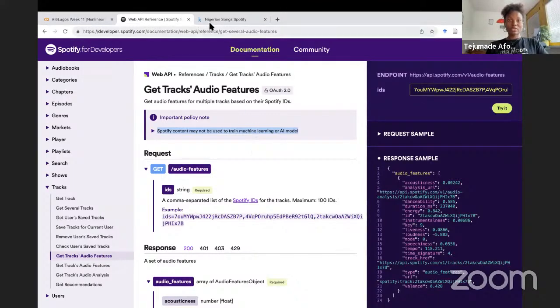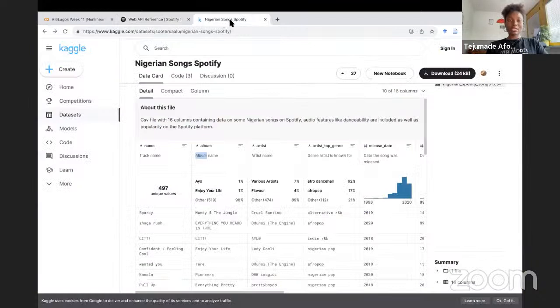What is the name of the dataset on Kaggle? So it is called Nigerian Songs Spotify. If you search for it, I think you should be able to find it.